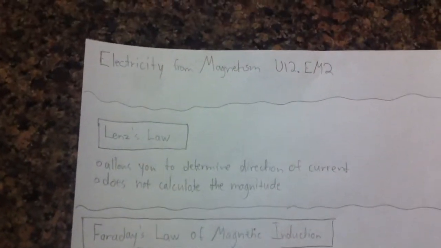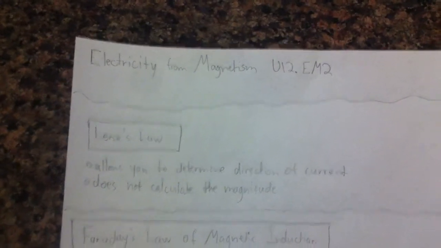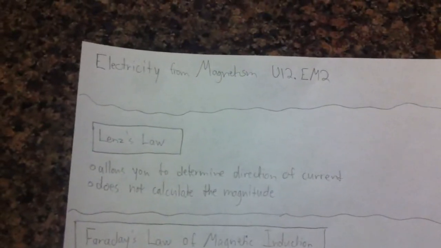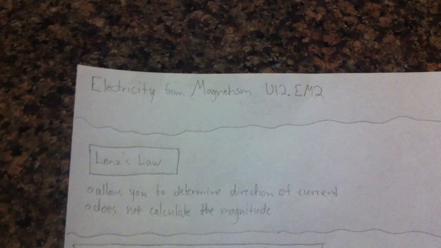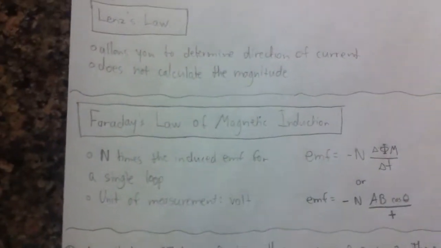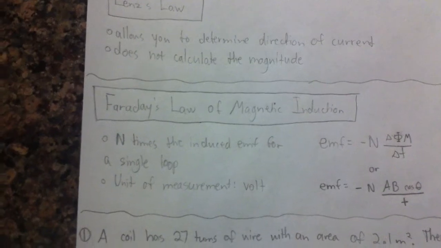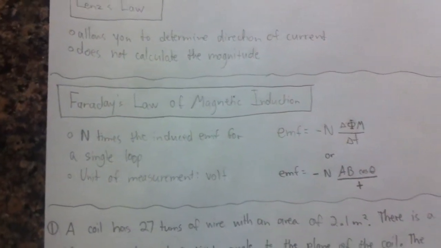First off we have Lenz's law. It allows you to determine the direction of current, but it does not calculate the magnitude, so we can't really do any problems with that. But it does play a part in a later equation, which is Faraday's law of magnetic induction. This law allows you to find the magnitude of the EMF.